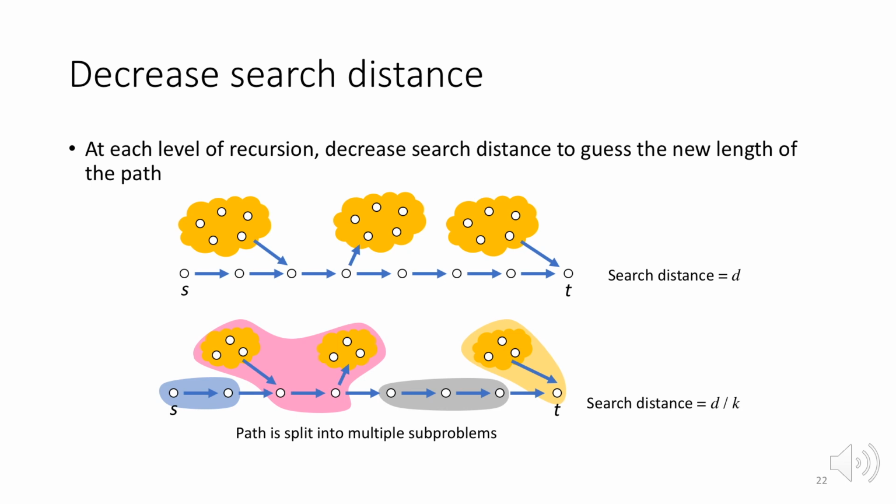And so here in this case, I'm showing an example where the path is split up pretty evenly, and so each subpath is roughly d over k. This doesn't always happen, and the general case is more difficult, but the idea is similar.